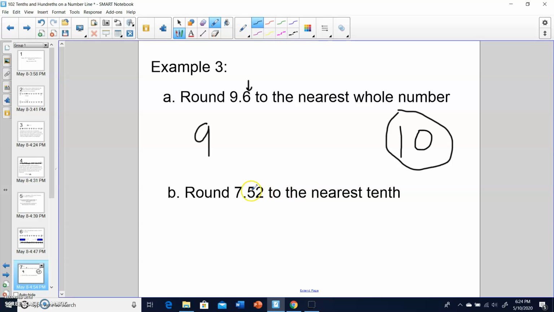Round 7 and 52 hundredths to the nearest tenth. Okay, so this would be the tenths place. So this 2 is going to determine if we round up or down. I am between 7 and 5/10 or 7 and 6/10. Am I rounding down to 7 and 5/10 or up to 7 and 6/10? This 2 tells me I'm going to round down to 7 and 5/10.